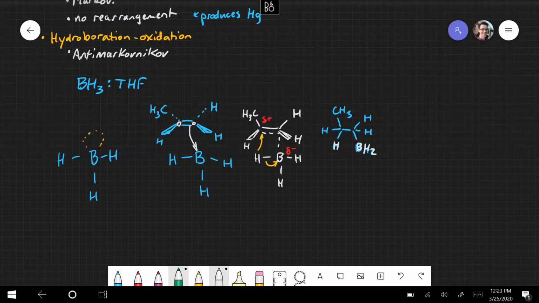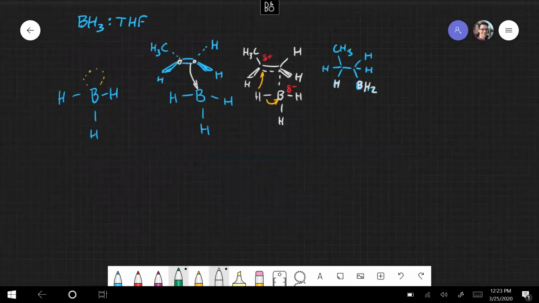Finally, or not finally, but subsequently, that BH2 is still an electrophile, and it could react with additional alkenes. It could react a few more times because it still has two hydrogens left. I'm going to try to draw this a little simpler so you can see what that would look like, skipping the mechanism part. This is what happened in the first one.